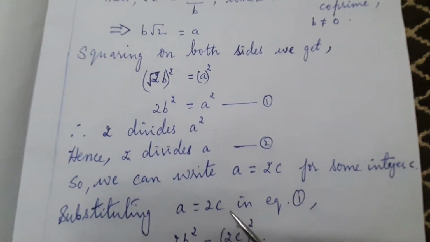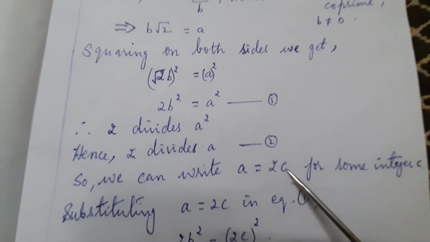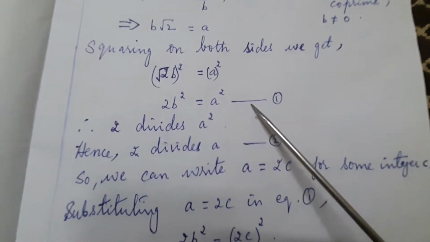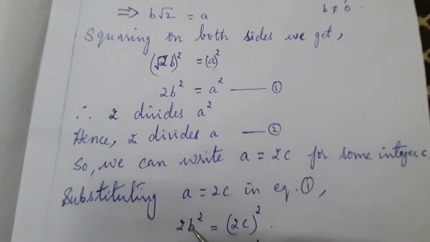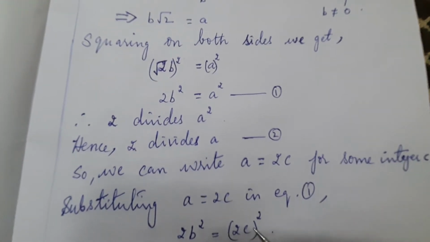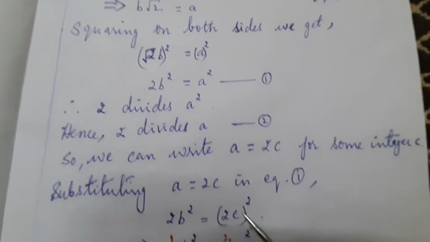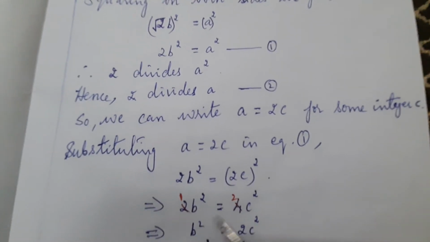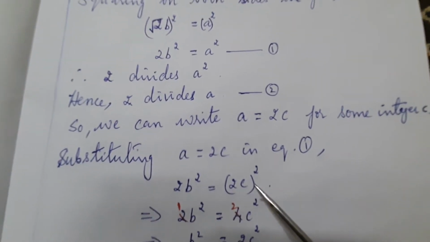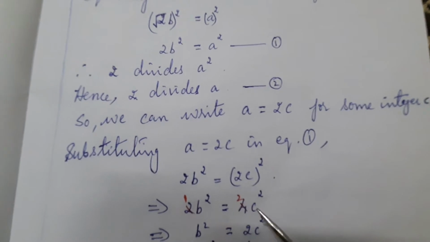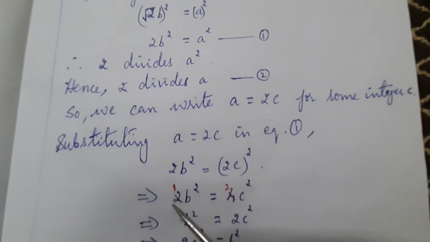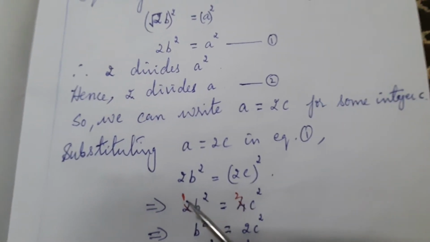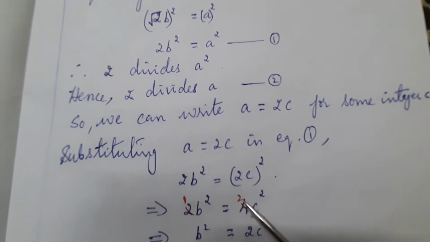Now what I am going to do is, this a is equal to 2c, I am substituting in the first equation. First equation is 2b square is equal to a square. So instead of a square I put 2c. So now 2b square is equal to 2 square, if I square it I will get 4c square. Now, if I bring here, it will get cancelled. Straight away here also you can cancel. 2 1s are 2, 2 2s are 4.